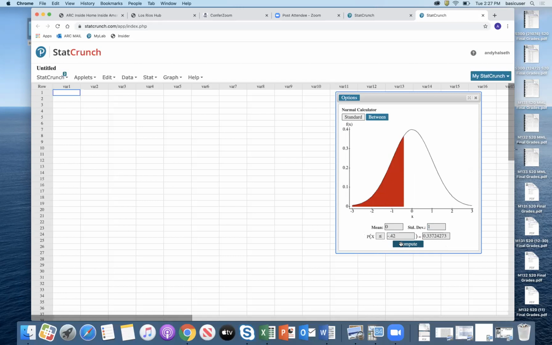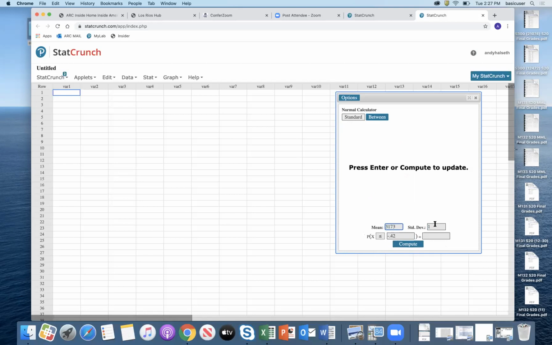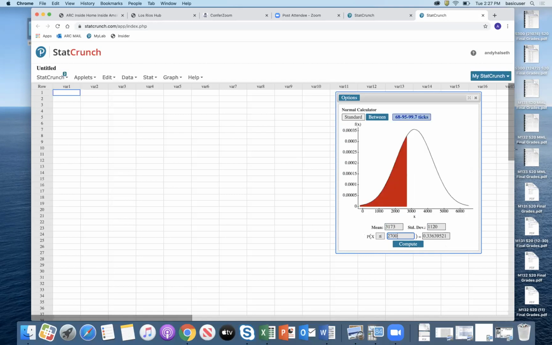Okay, and then again, that super shortcut, I could have just put the mean and the standard deviation up here. The mean 3173, standard deviation 1120, but then I would just put the 2,700 here. And you get the same thing, close enough. Again, rounding error from the previous one. This one's actually more accurate.